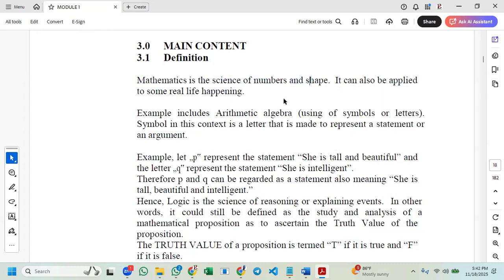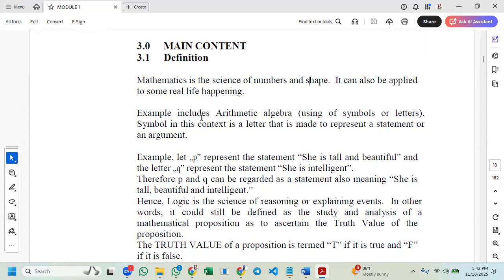And it can be applied to real life events. It's not only numbers that math can be used for. It can be used for the real day-to-day activities that you are doing, at your place of work, at home, anywhere you find yourself. Math is or can be applied. So that is the first thing to note, the meaning of mathematics.